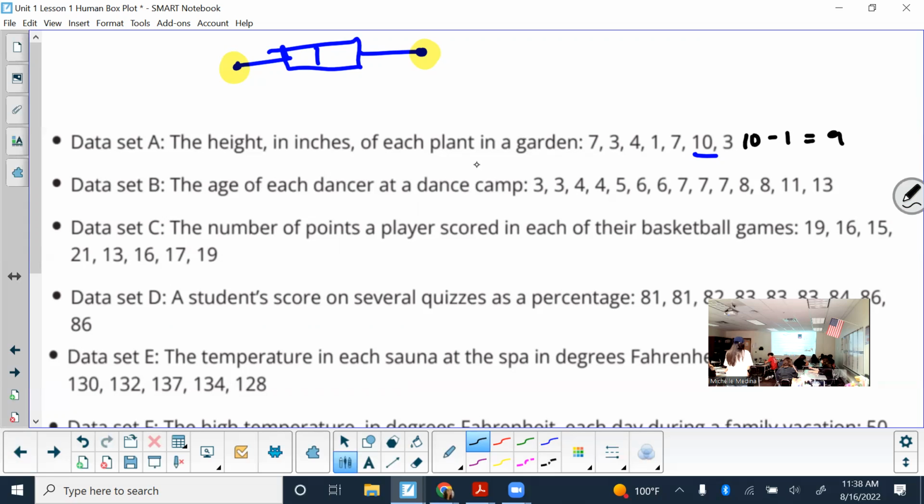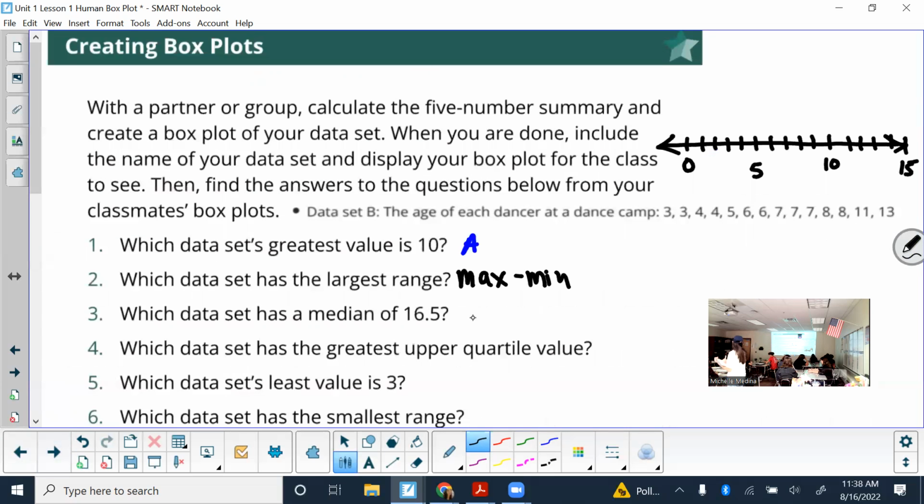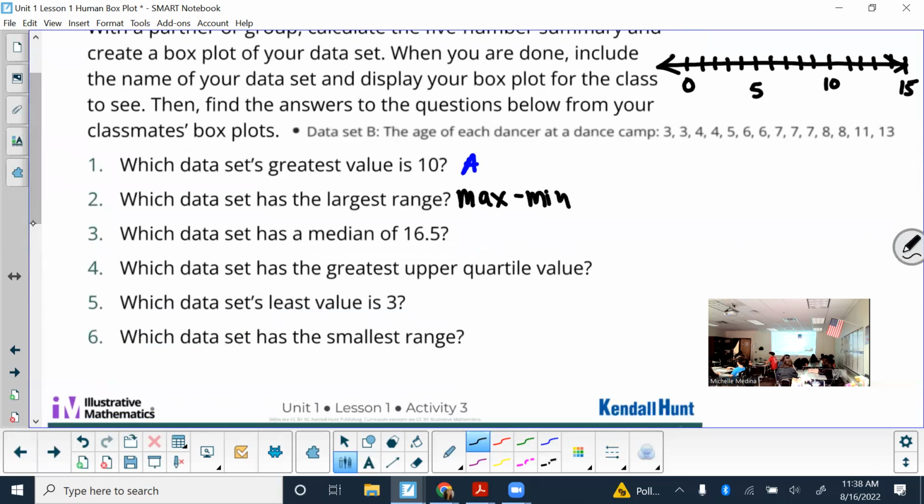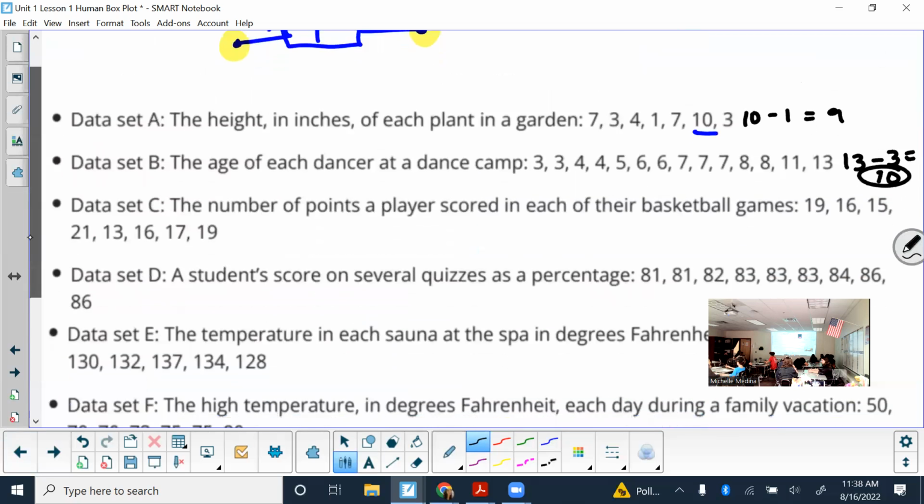Our range is 9 for that one. For data set B, what's my maximum? What's my minimum? So my range for that one is like 13 minus 3, 10. All right, so far that's my winner, but I keep going down the line, and which data set has the largest range? A, B, C, D, E, or F? I heard E. Let's see.